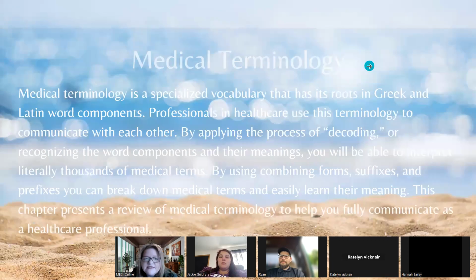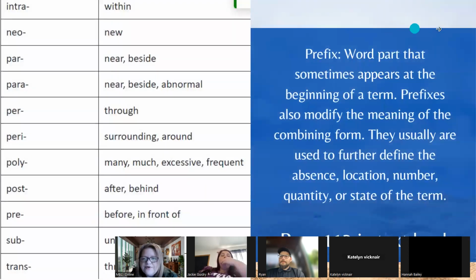So, let's take a look at some prefixes. These are word parts that sometimes appear at the beginning of a term. Prefixes also modify the meaning of the combining form.